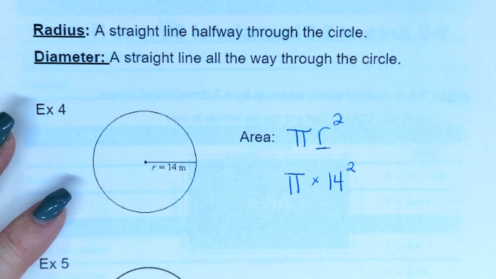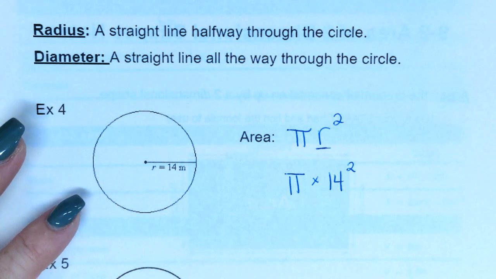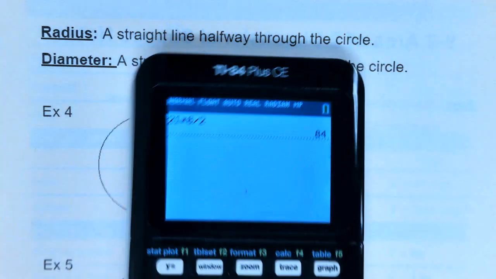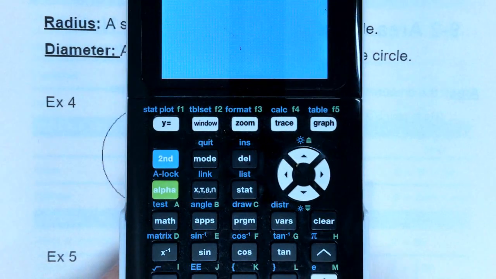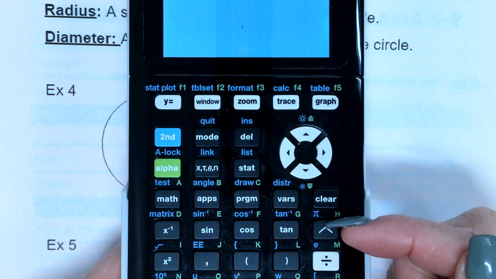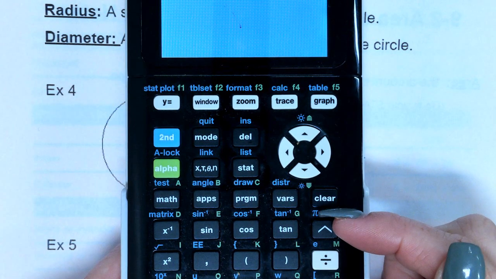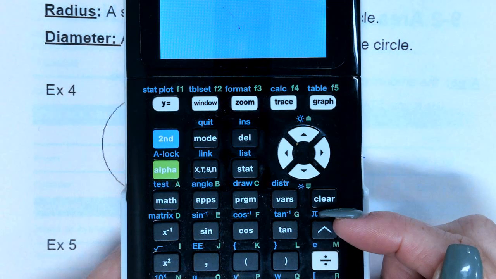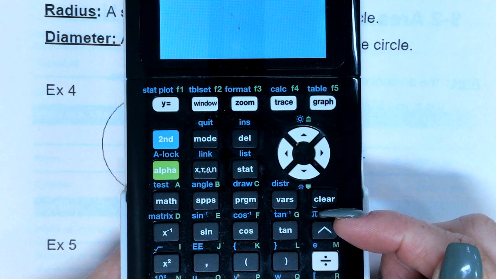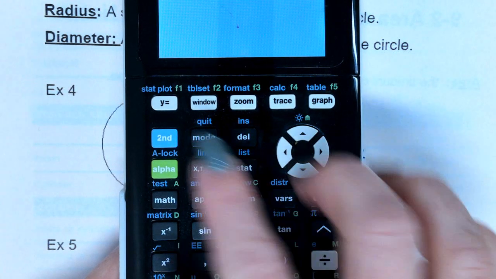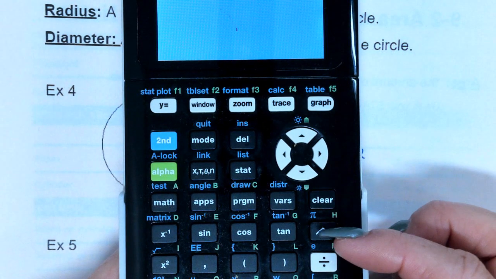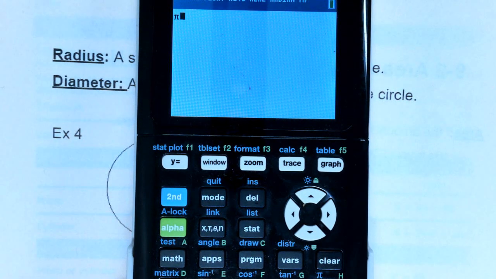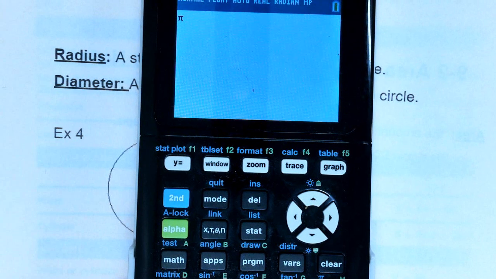And your calculator has a pi button. Yes? So let's go find it. Everybody get your calculator. Turn it on. Everybody look right below clear, right here in blue. Do y'all see the pi button? How do you access anything in blue? So you're going to hit second, and then you're going to hit this caret button to get the pi. I need your screen to look like mine. Raise your hand if you need help.